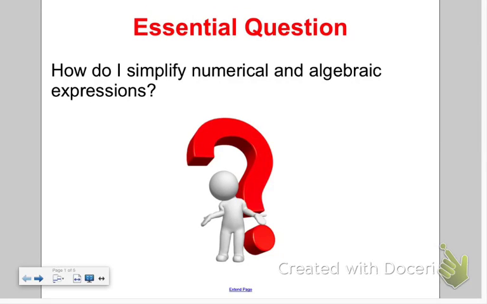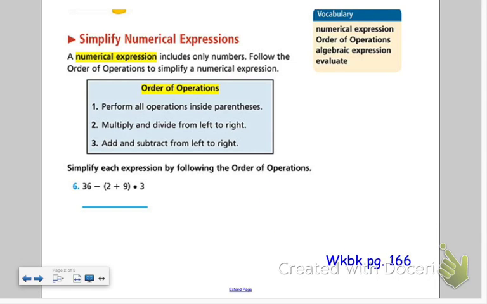Our next essential question asks, how do I simplify numerical and algebraic expressions? Take a look at workbook page 166. First, we're going to talk about simplifying numerical expressions. Simplifying means basically solve, break it down. And a numerical expression includes only numbers. That's why we call it a numerical expression, because it only has numbers in it.